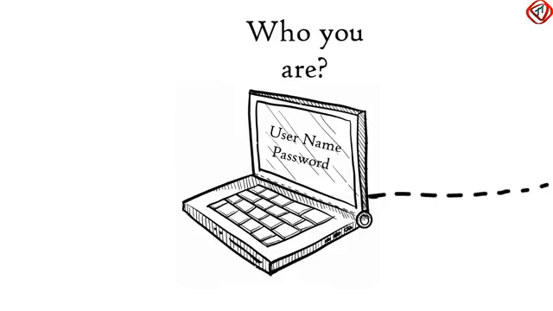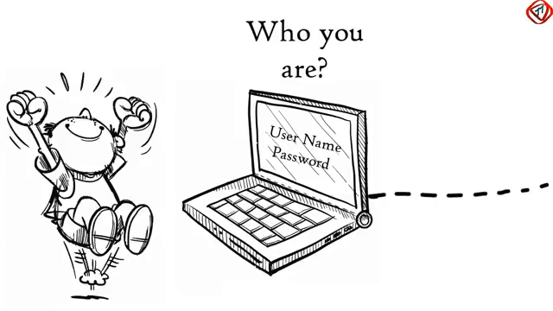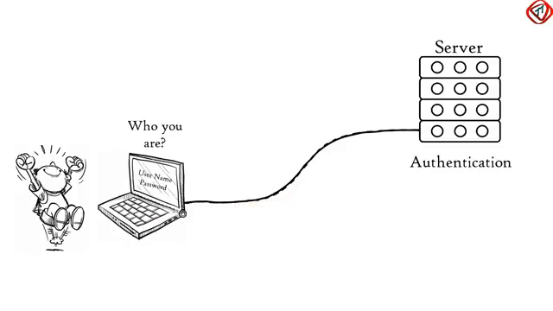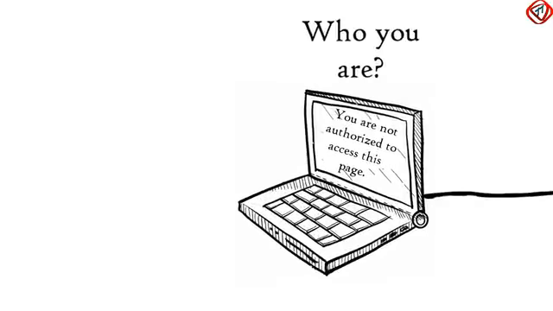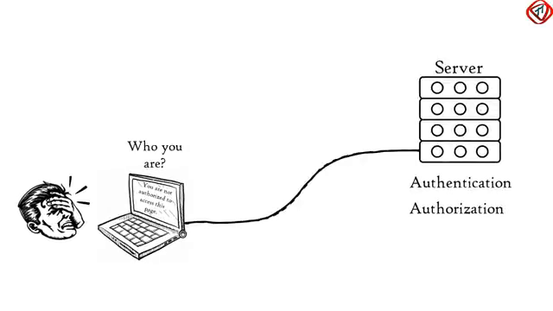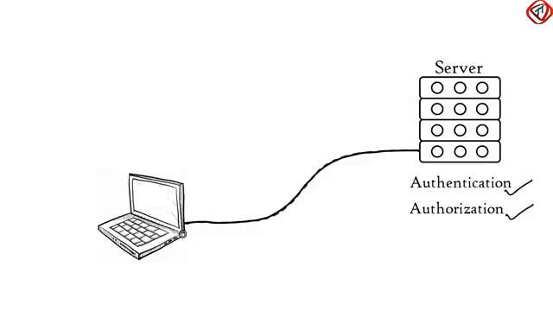Once the entered username and password are matched, a session or a connection is established between your computer and the server. After authenticating the user, authorization is checked. Authorization is the process used by the server to determine if you have permission to access a file. If not, you will get a message saying you are not authorized to access this page. Both of these functions, authentication and authorization, are performed by the session layer.